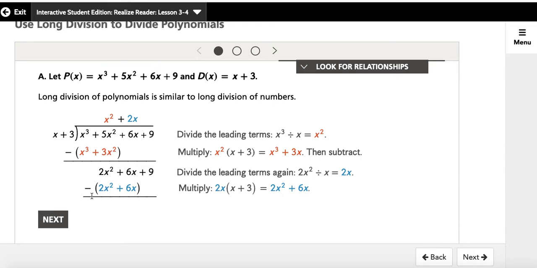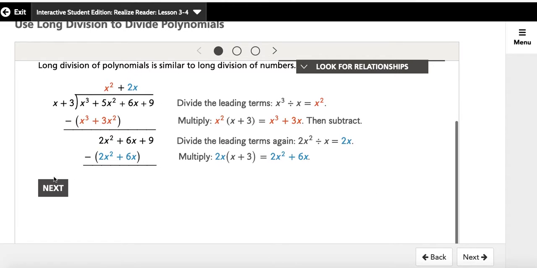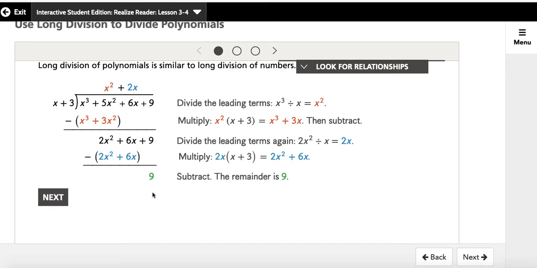And then we would subtract. 2x squared minus 2x squared is nothing. 6x minus 6x is nothing. And then we have 9. So what do we do when there's a number here and it's not a binomial? When we end up with just a number, that's our remainder. So we say the remainder is 9.